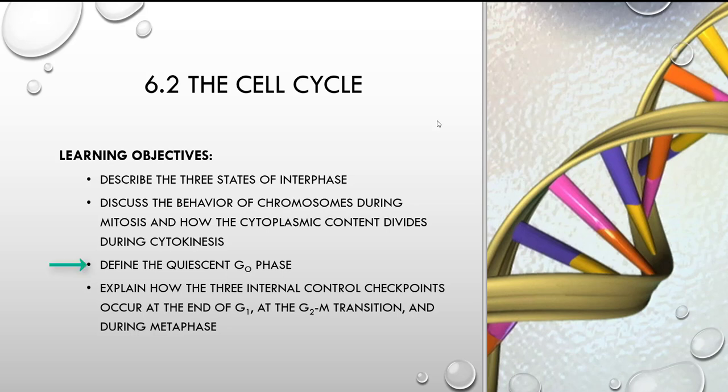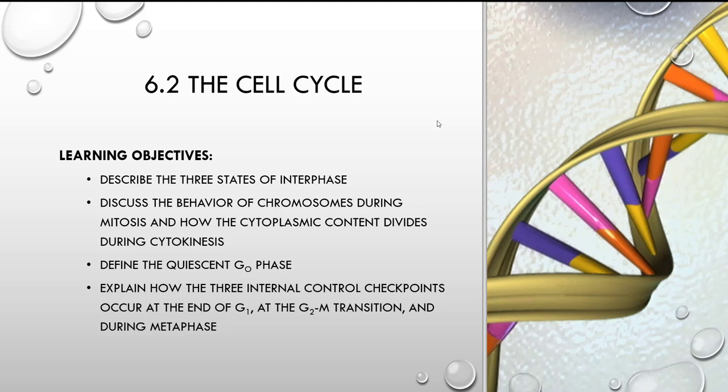Define what happens during G0 phase and explain how the three internal control checkpoints occur at the end of G1, at the end of G2, as well as the M transition during metaphase.